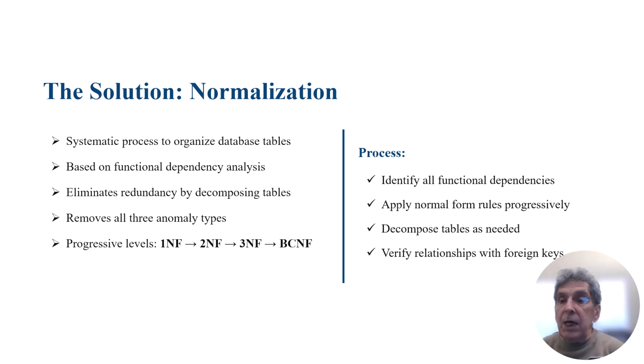We've seen the problems. Now let's preview the solution: normalization. Normalization is a systematic step-by-step process for organizing database tables to eliminate redundancy and remove anomalies. It's not guesswork. It's based on rigorous analysis of functional dependencies. The process works through a series of normal forms, each with specific rules. Think of them as checkpoints.